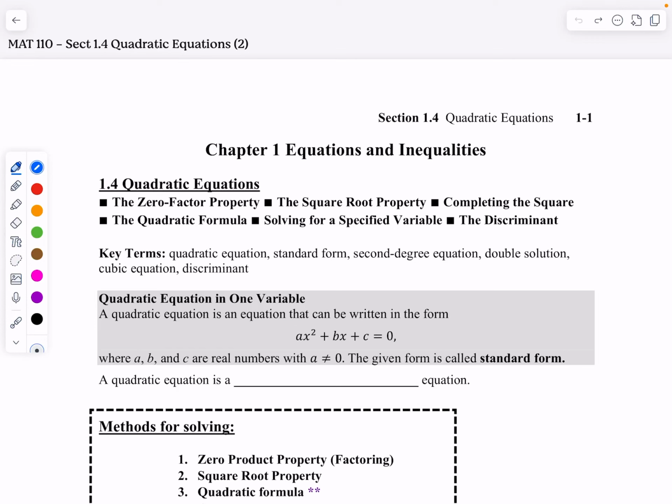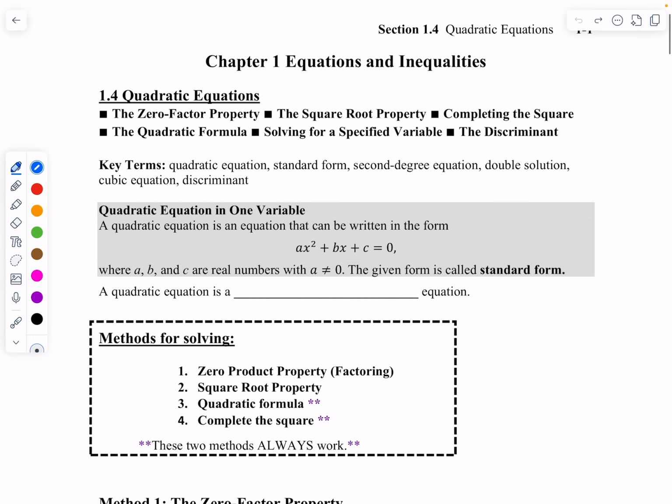So this is section 1.4, and it is all the ways to solve quadratic equations. In either Algebra 2 or Math 102, you learned all these. So this is actually a whole chapter wrapped up into one section. All right, so let's talk first about what a quadratic equation is.